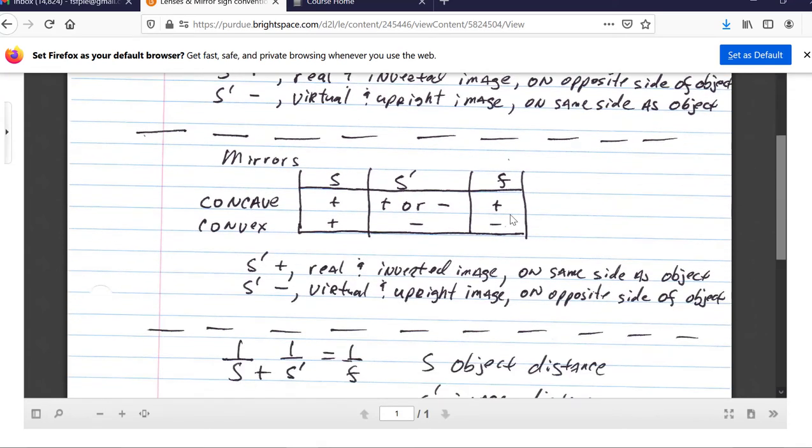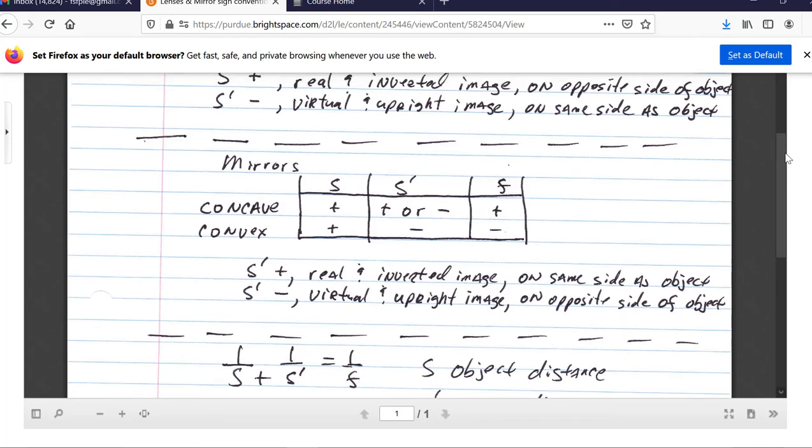This is a mirror, concave. That's what we have here. S is always positive. S prime could be positive or negative. The focal length, though, is always positive for this kind of mirror. Now, S prime turned out to be negative. That just meant that we were inside the focal length, and as you can see, when S prime is negative, you have a virtual upright image. Okay, good. So anyway, that's there for you.